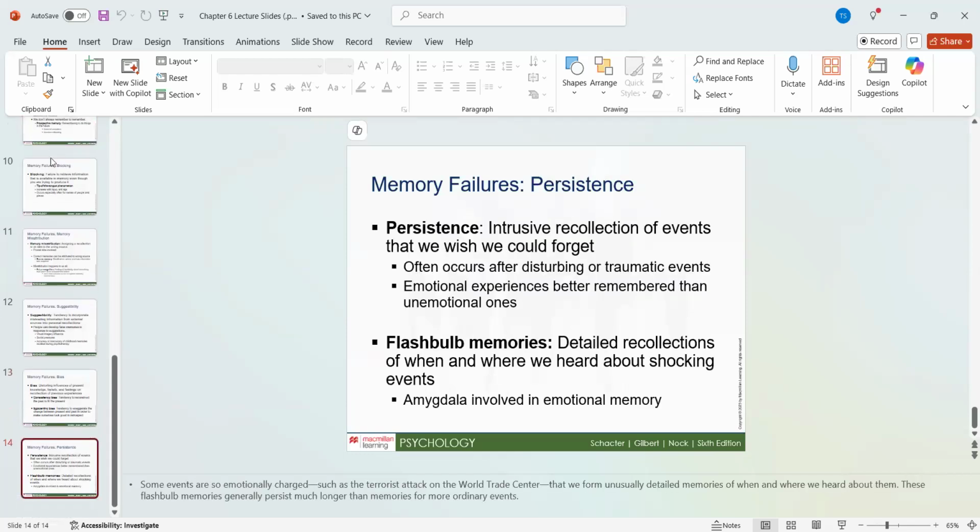And then last but not least, persistence. This one is the only one that doesn't cause us to forget anything. It actually makes us remember something that we want to forget. All the other ones, we're forgetting stuff for whatever reason. This one, we're remembering stuff and we don't want to remember that thing.